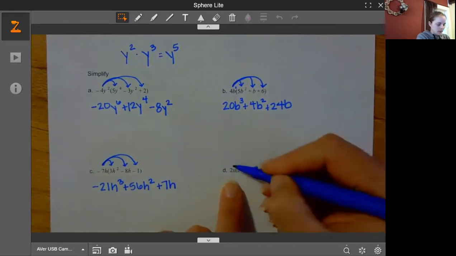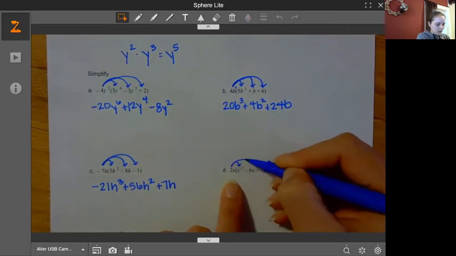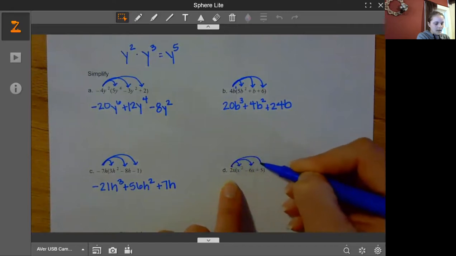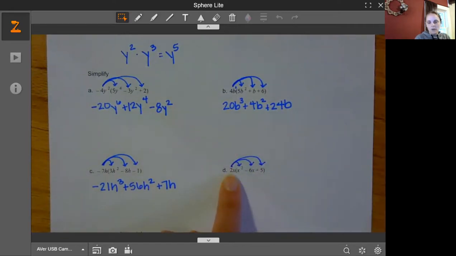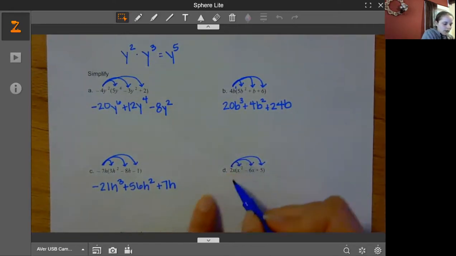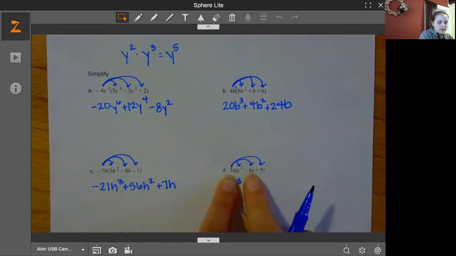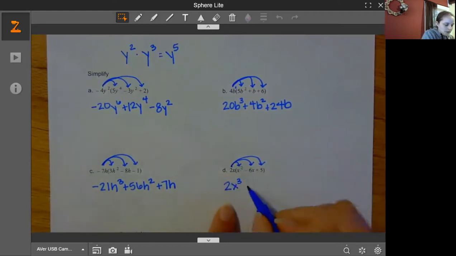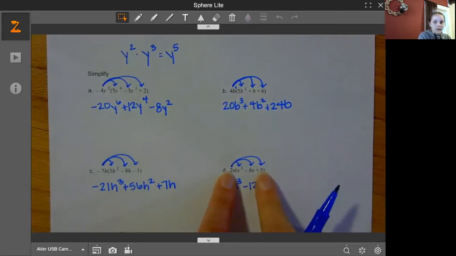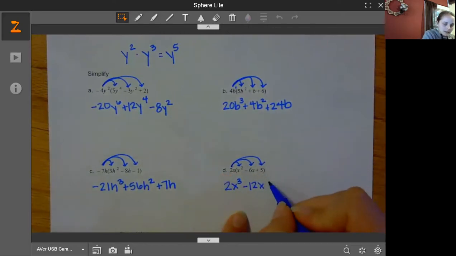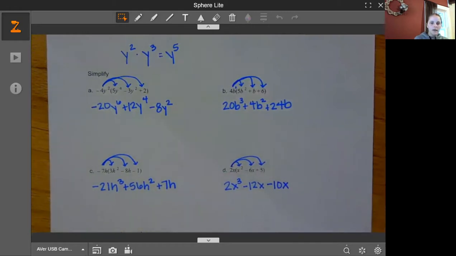All right, and last but not least, 2x times x squared times negative 6 and times 5. So 2x times x squared gives me 2x cubed. 2x times negative 6x is going to give me minus 12x. And 2x times 5 is going to give me a minus 10x. Okay, and that is distributing with polynomials.